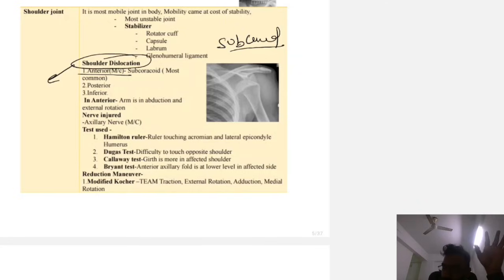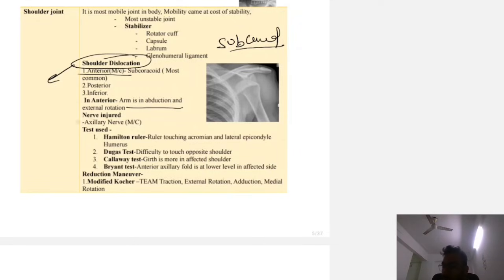Okay, so the patient will present with the arm in abduction and external rotation. So when you throw a ball like this, there could be a chance of shoulder dislocation. Patient will come like this. Arm will be in abduction and external rotation. So the patient will bring the arm like this to you. Okay, so that is anterior shoulder dislocation.